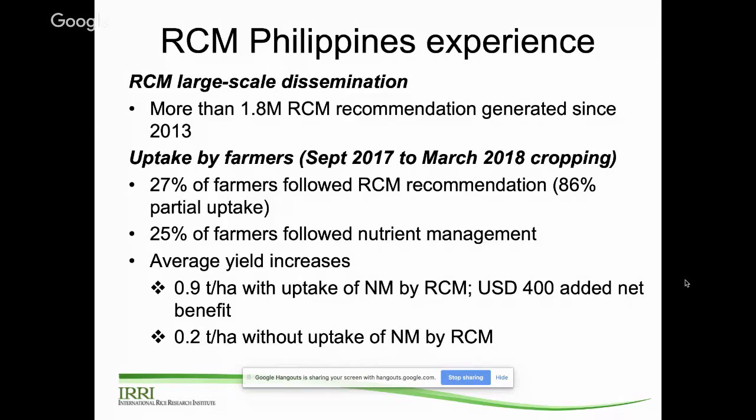if that RCM recommendation includes the fertilizer management plus other crop management practices. For the nutrient management alone, there was 25% uptake of farmers. And if RCM was used, the benefit from following the nutrient management was an increase of 0.9 tons per hectare, equivalent to around $400 added net benefit. There was also an increase in yield if the nutrient management is not followed by the farmers, but it's just 0.2 tons per hectare. So there's a difference of 0.7 in that case.